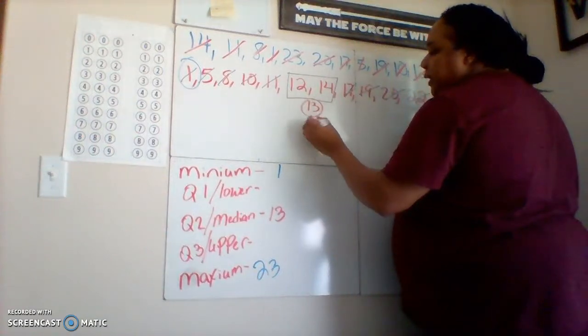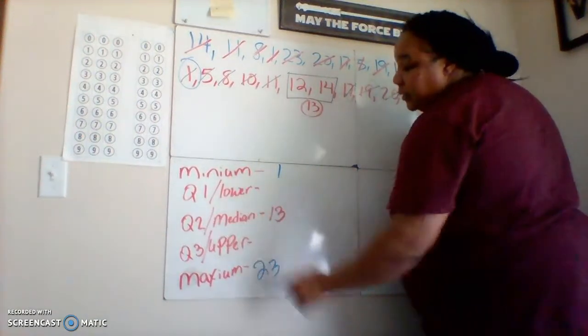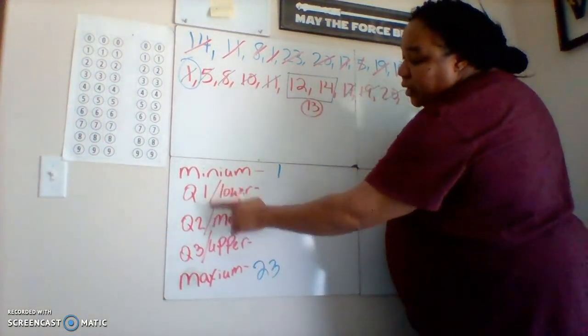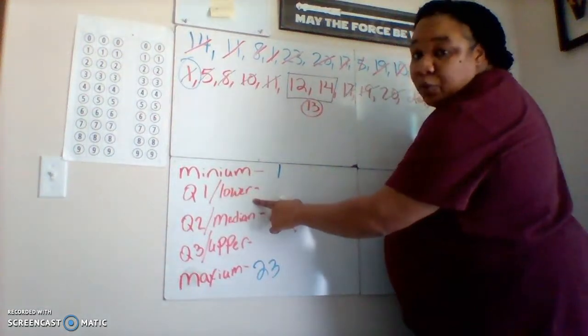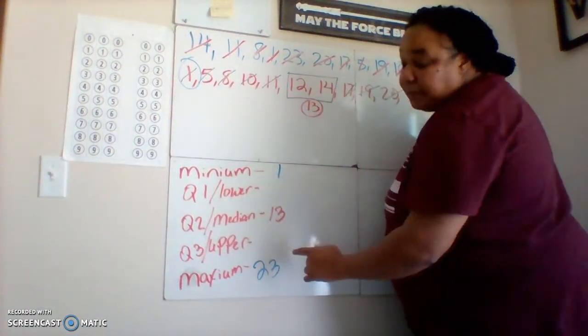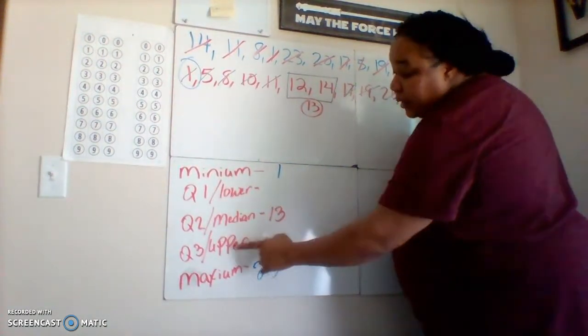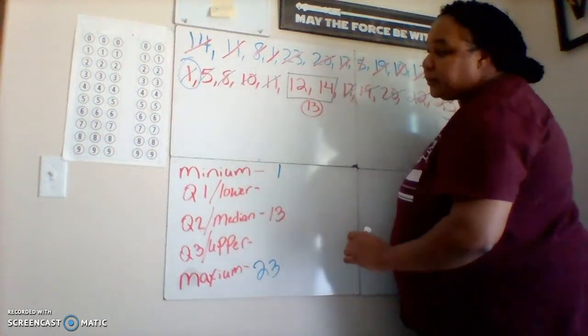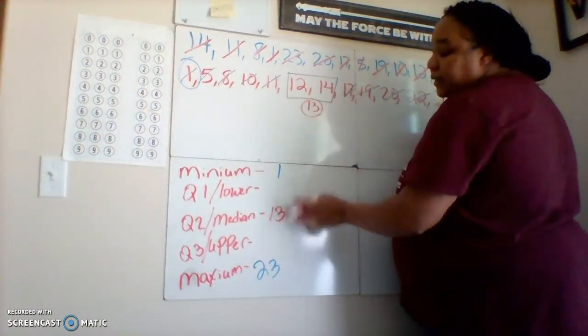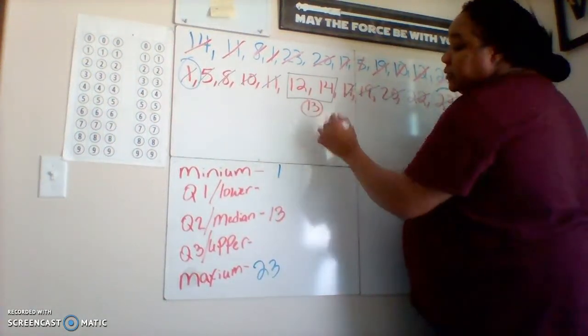13 is our median, which is quartile 2. So we're looking for quartile 1, which is our lower quartile. Quartile 2 is our median quartile, and quartile 3 is our upper quartile. Okay? So our median, quartile 2, is 13.